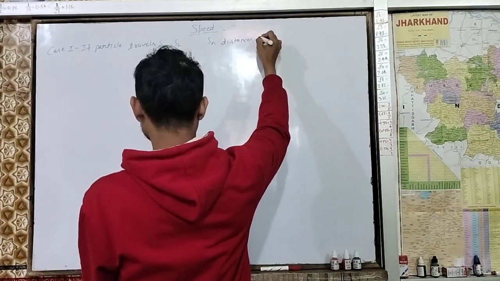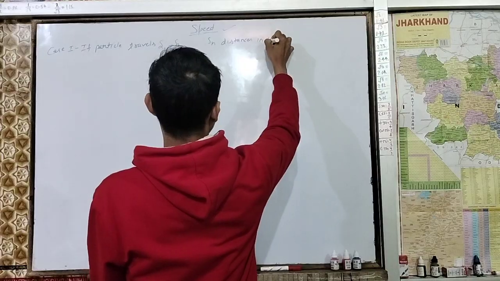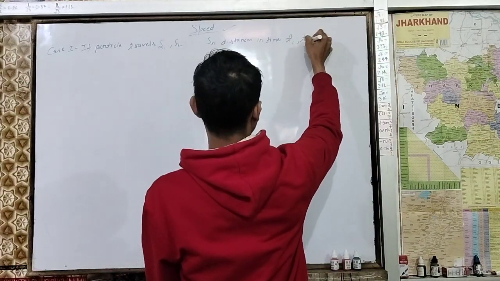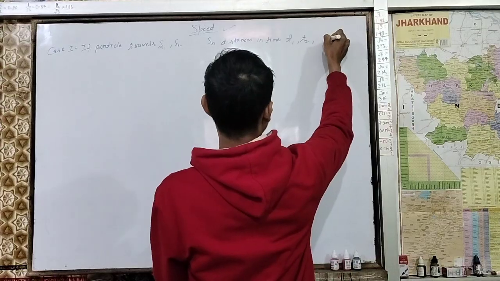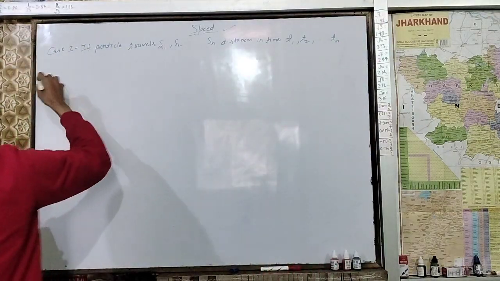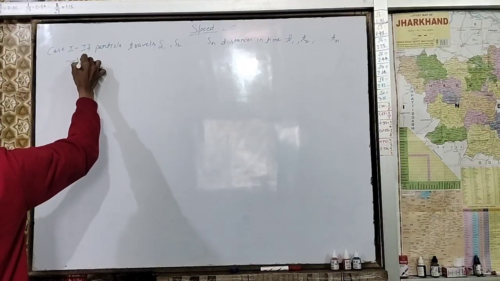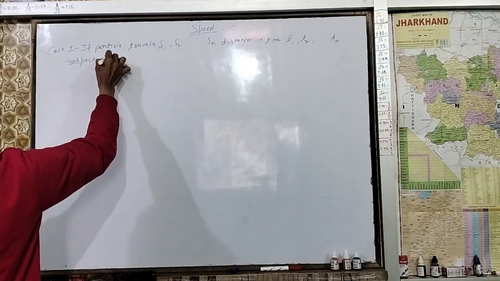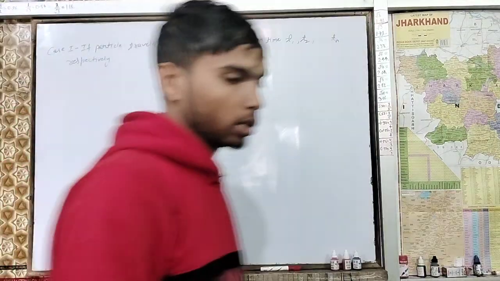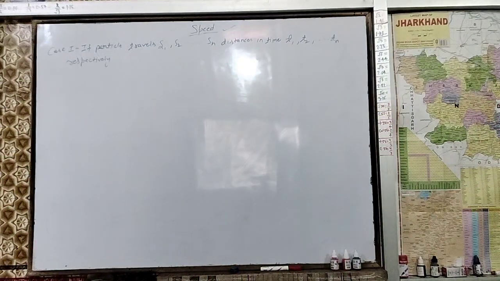distance in time t1, t2, tn respectively. What is happening over here? This is just an average speed.